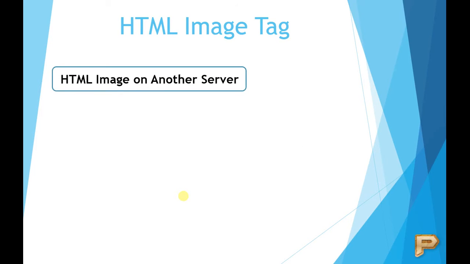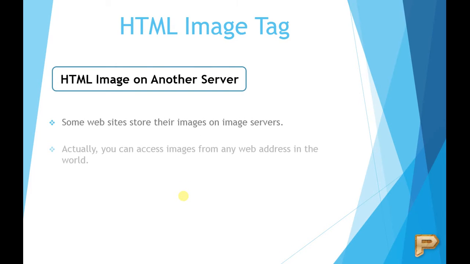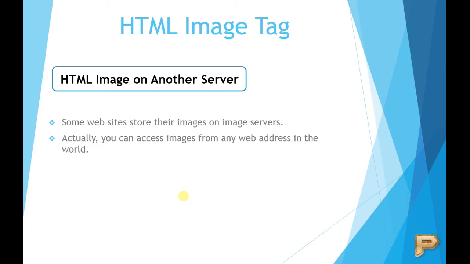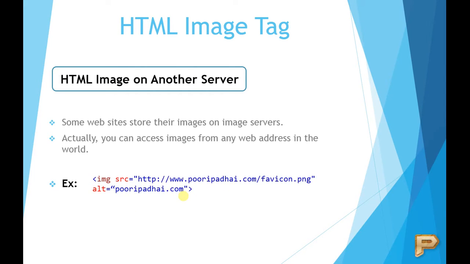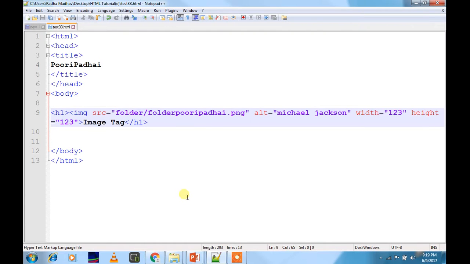Now we will see HTML image on another server. Some websites store their images on an image server. Actually, you can access images from any web address in the world. An example is this image src, where we have given the complete address. This also I will try to make you understand.